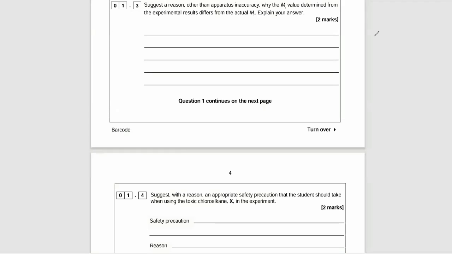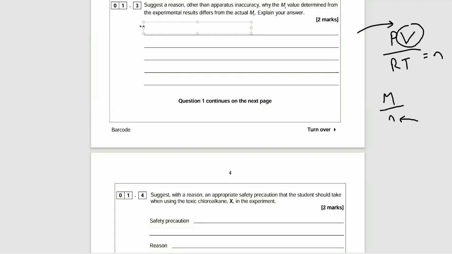Suggest a reason other than apparatus inaccuracy why the MR value determined from the experimental results differs from the actual MR. Explain your answer. So, why would the MR value that we determine from the experimental results differ from the real MR? And there's a couple of different reasons that this could happen. We did PV over RT equals moles.